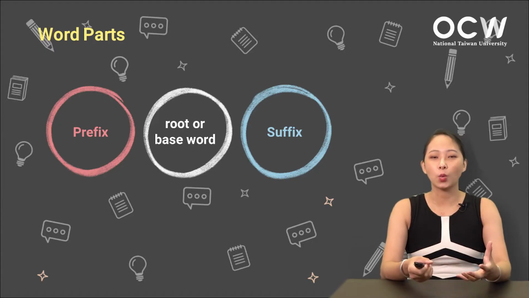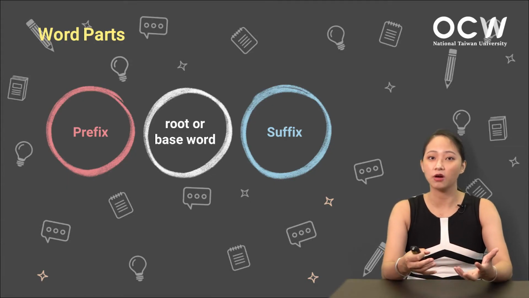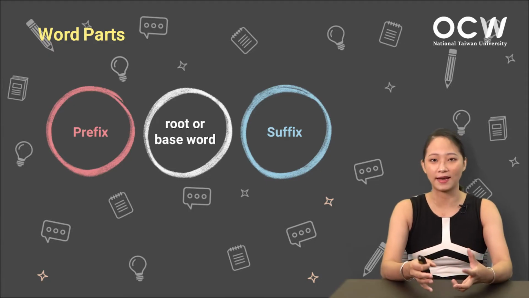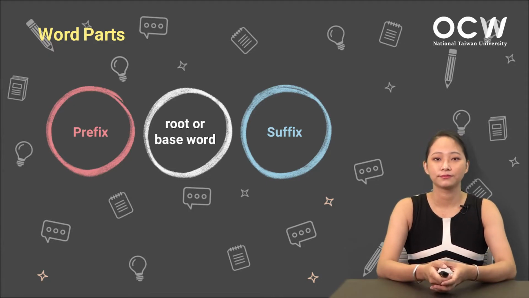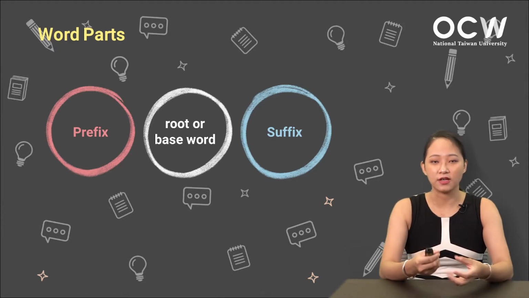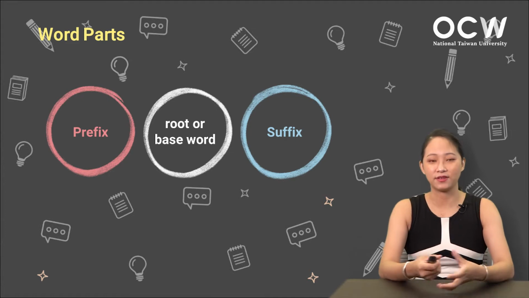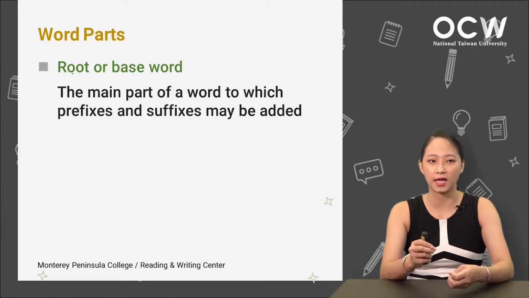Now, when we're looking at a word, first we're looking at its root word. The root word is usually located at the beginning or at the center of a word, but that is not 100%. Sometimes it can be located at the end, but usually it's located in the middle. Whereas the prefix is usually located at the beginning of a word, and the suffix at the end of a word. So when we talk about the root word, it's the main part of a word which expresses its meaning.